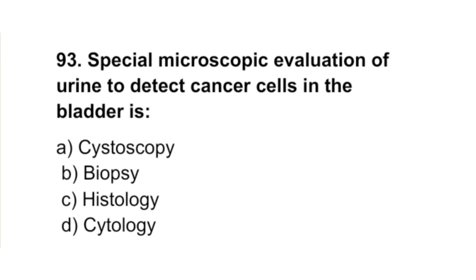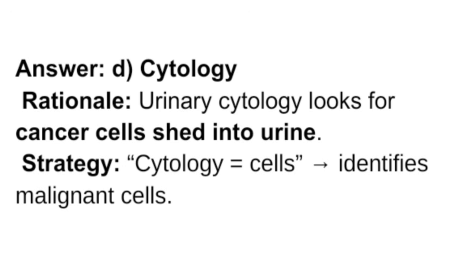93. Special microscopic evaluation of urine to detect cancer cells in the bladder is: A. Cystoscopy. B. Biopsy. C. Histology. D. Cytology. Answer: D. Cytology. Rationale: urinary cytology looks for cancer cells shed into urine. Strategy: cytology equals cells, identifies malignant cells.